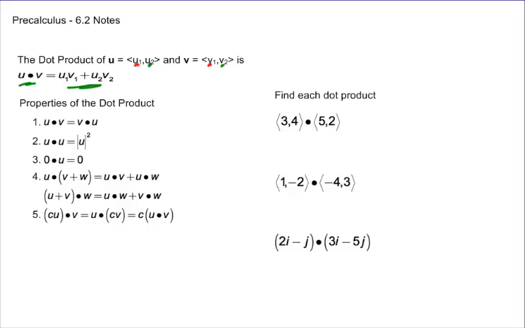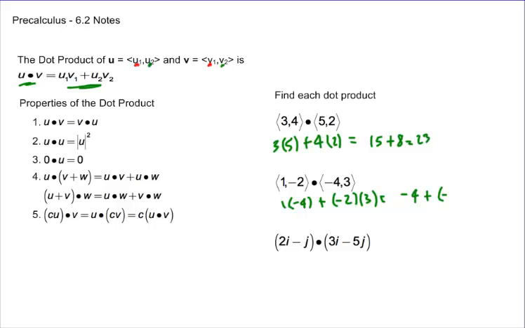In fact, if we look over here on the right under find each dot product, it's really simple. It's just going to be 3 times 5 plus 4 times 2. And whatever that turns out to be, that's what your dot product is. So for this one, this would be 15 plus 8, which is 23. On the next one, you're going to have 1 times negative 4 plus negative 2 times 3. And so this is going to be negative 4 plus negative 6, which is negative 10.